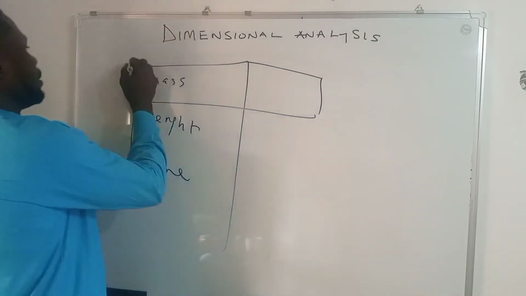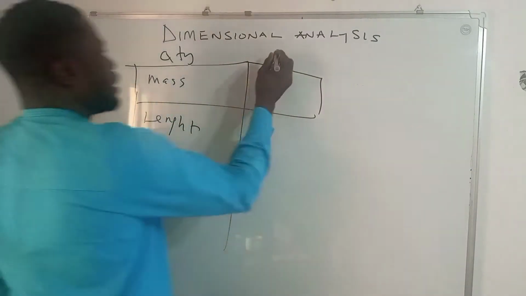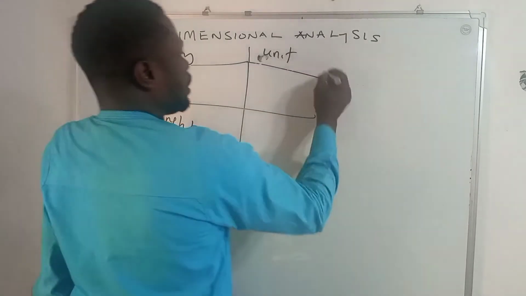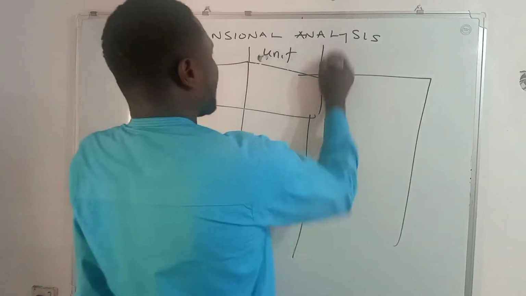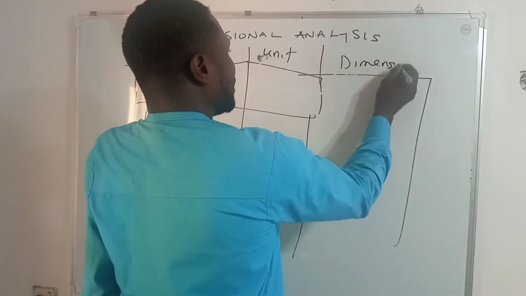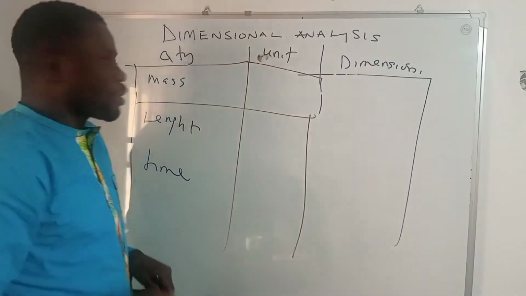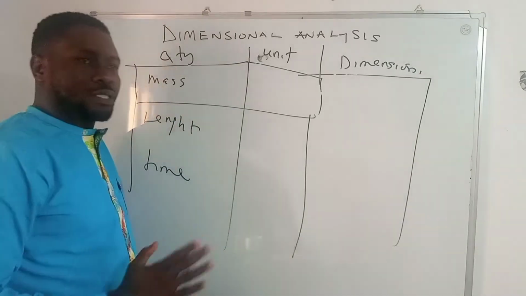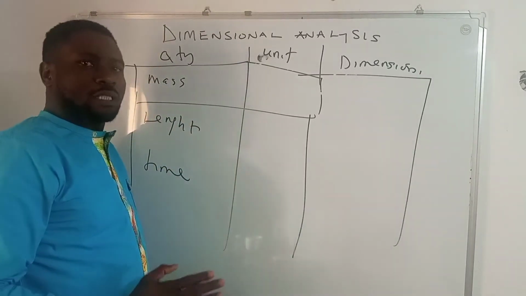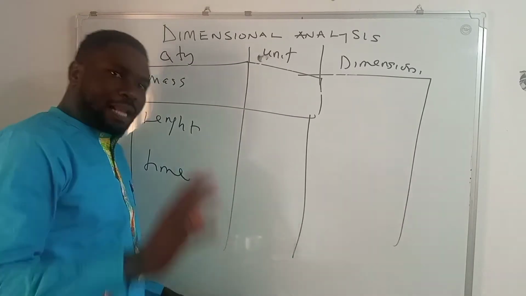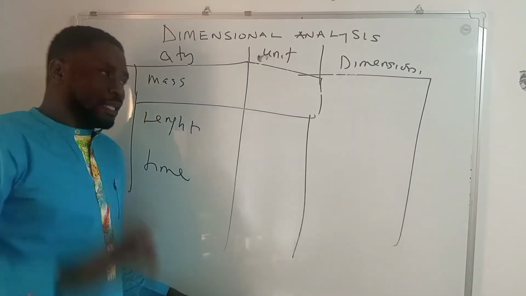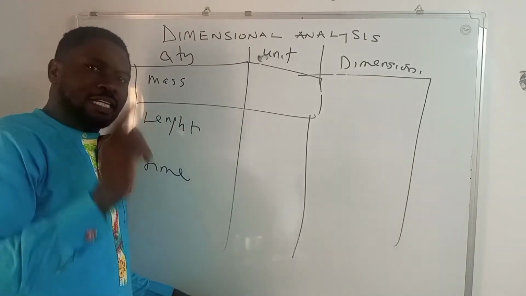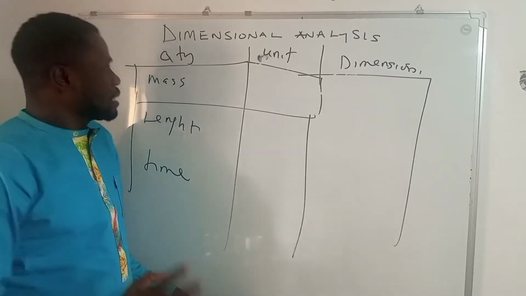Here we have the quantity, here let's have the units, and here let there be the dimension. If you recall, there are two types of physical quantities: the fundamental quantities and the derived quantities. We define fundamental quantities as those quantities whose units cannot be expressed in terms of other quantities. And basically we have their unit.